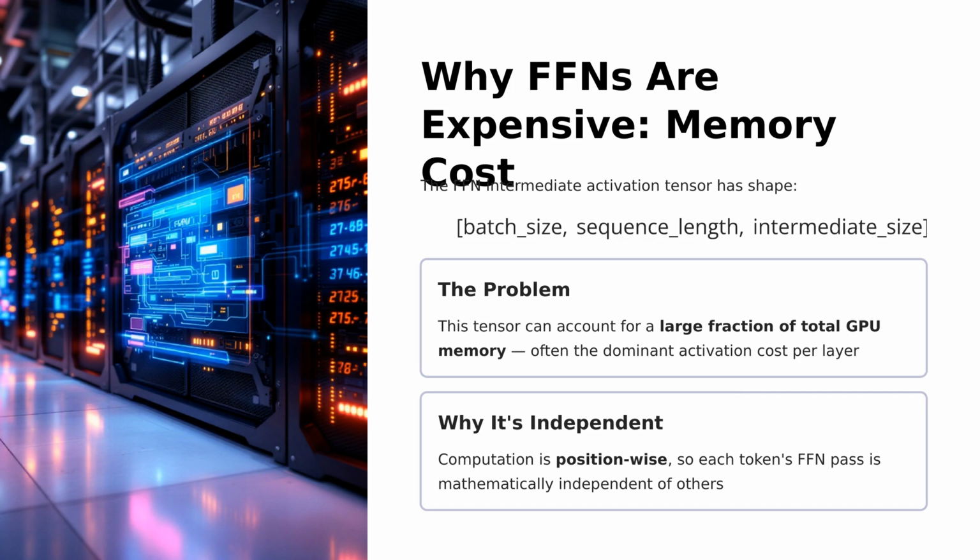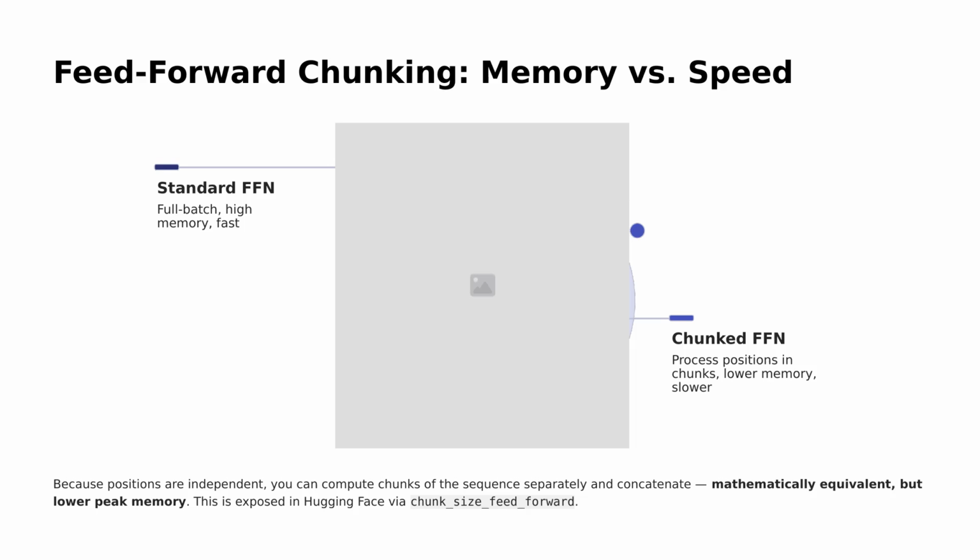And in practice, it often makes up a major share of GPU memory, sometimes the biggest activation cost in a layer. The key point, though, is that FFN computation is position-wise. Each token is processed independently. That means the math for one token's FFN pass doesn't depend on any other token in the sequence.